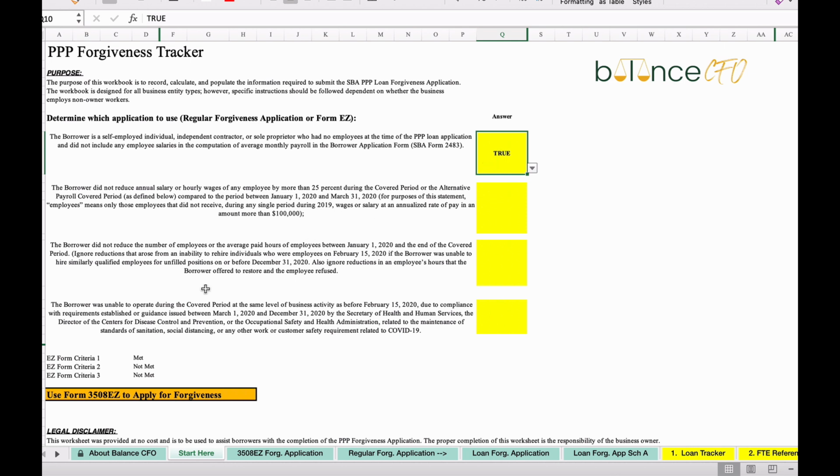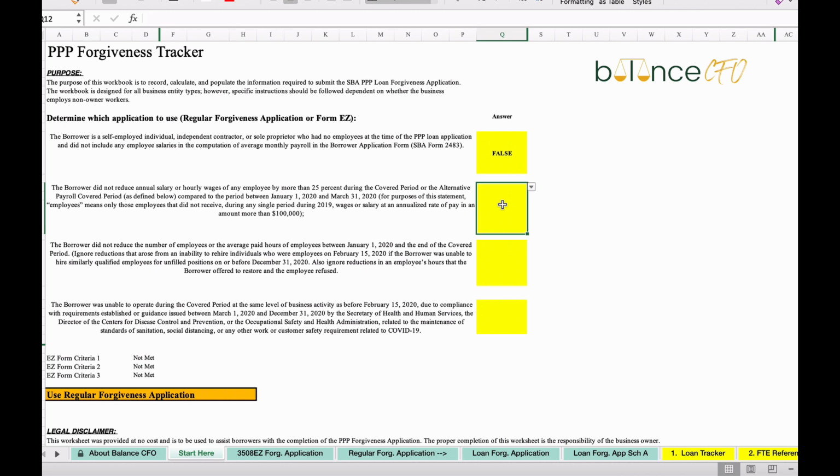Then you actually do not need to do any of the other answers, because that's the only one that matters in this case. Now you'll see down here that you have met EZ Form Criteria 1, and that now says use Form 3508EZ to apply for forgiveness, okay? But let's say that wasn't true and we kept going in this case. And we're going to drop down to the second criteria.